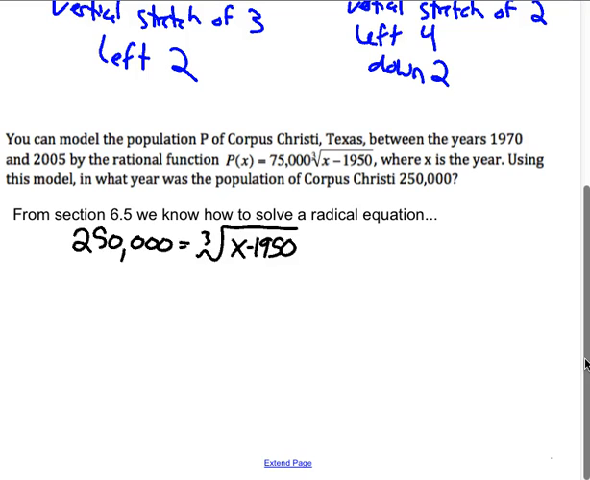All right, well, I'm sorry, I wrote that wrong. Forgot the 75,000 there. Now, back in section 5, we actually discussed how you could end up solving this, right? You isolate the cube root, so take 250,000 divided by 75,000, and you end up getting 10/3.